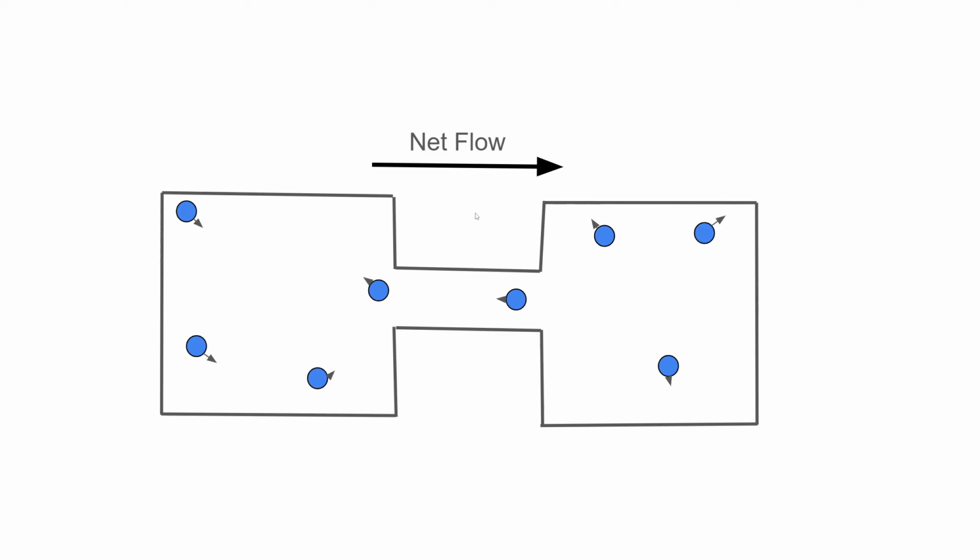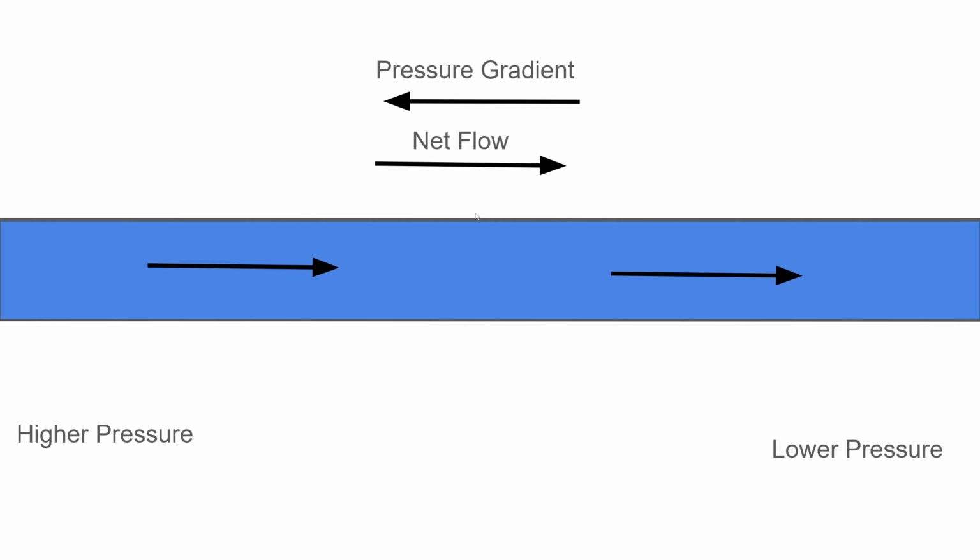If instead you consider a pipe of, let's say, water, if you have a net flow of water from the left to the right, in general, that means you have a pressure gradient from the right to the left in the opposite direction. So in other words, you have higher pressure upstream where the fluid is coming from and lower pressure downstream where the fluid is going. And you need this difference in pressure in order to drive the flow.